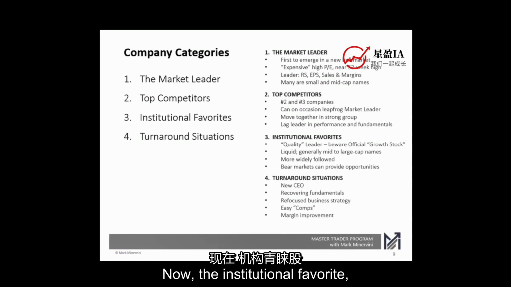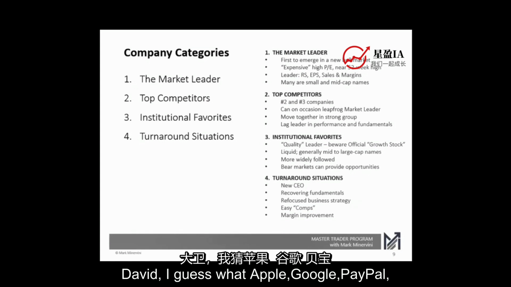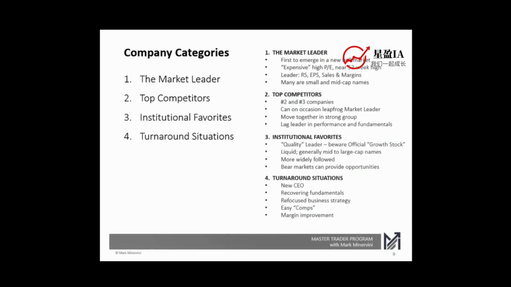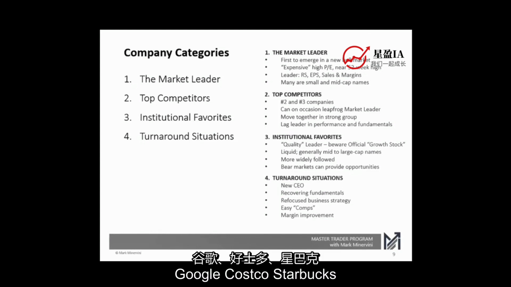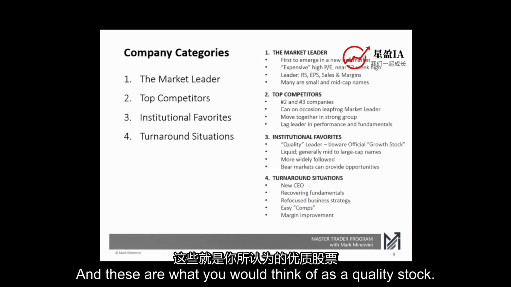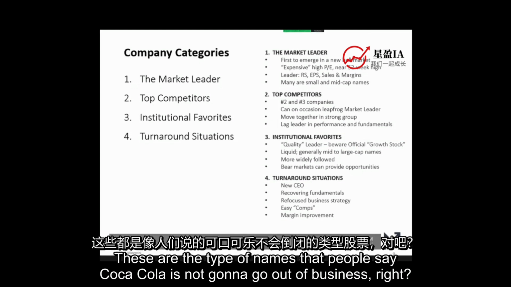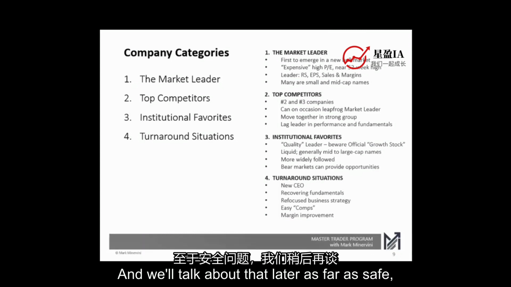Now, the institutional favorite. Right now, an institutional favorite, Dave, I guess Apple, Google, PayPal, what else are the names that the institutions can't get enough of right now? Home Depot, Costco, Starbucks, those are always institutional favorites. These are going to be your big names, and these are what you would think of as a quality stock. These are the type of names where people say, oh, Coca-Cola is not going to go out of business, right? I'm safe with that. And we'll talk about that later as far as safe.